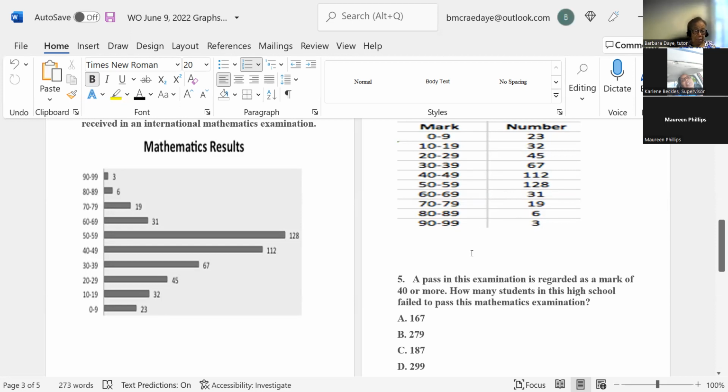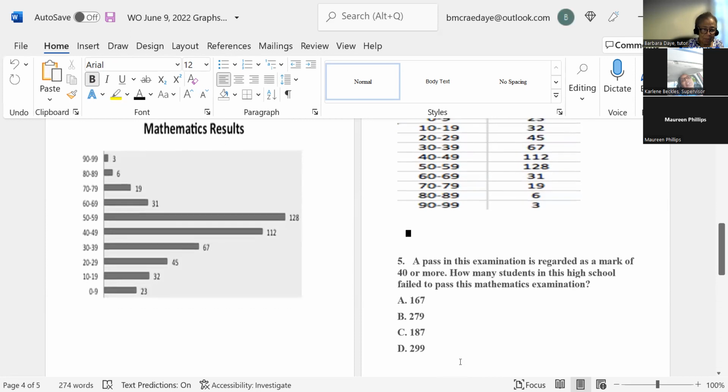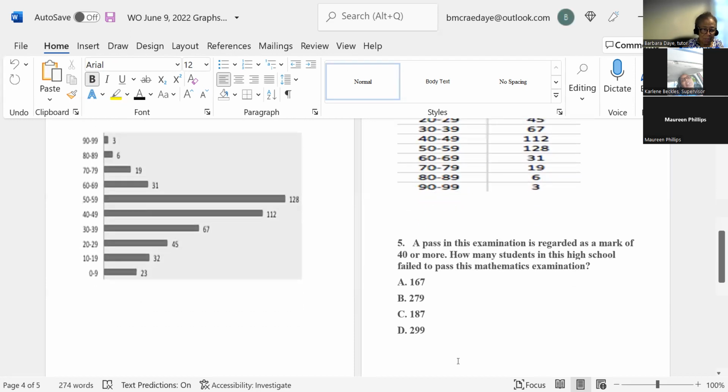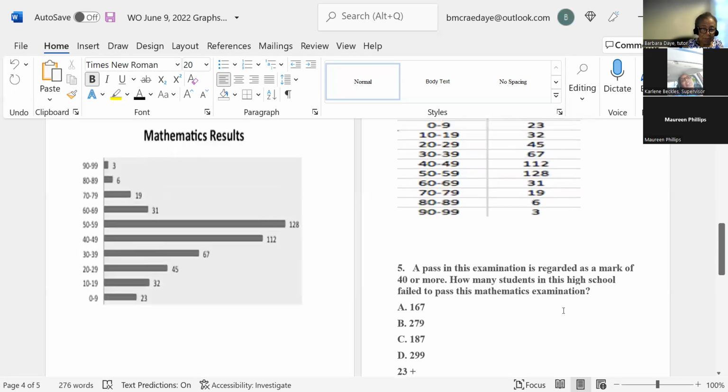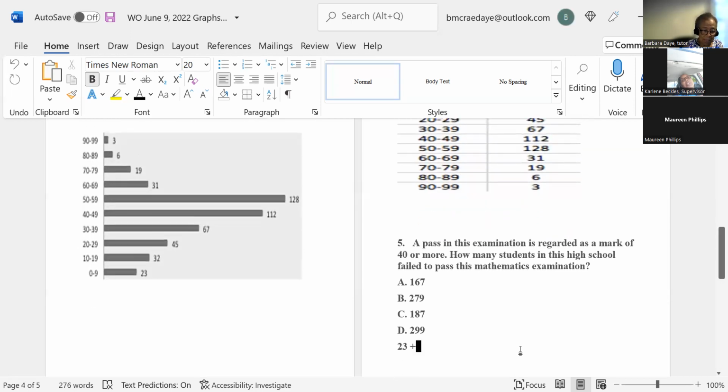Now, what would be the categories that you would add to get the ones who did not pass? By adding top numbers. So tell me, what would you add? 23, 32, 45, and 67. That's it. Very good. So add those up. Okay, add 23 plus, let's go back up here, 32, 45.